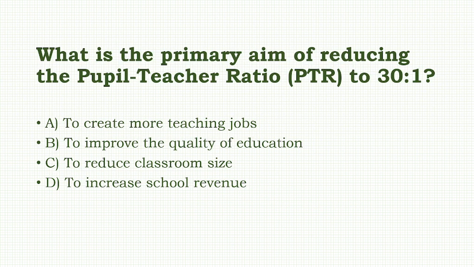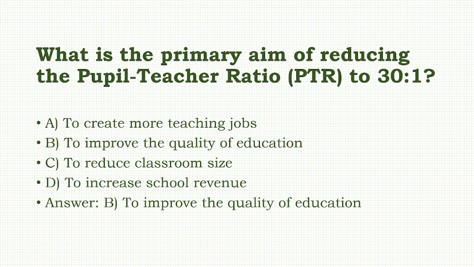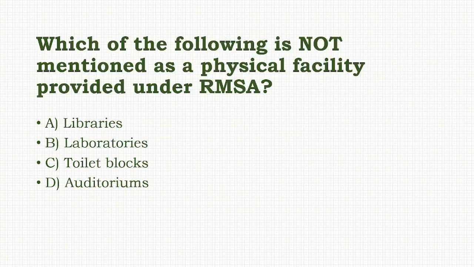Next, what is the primary aim of reducing the pupil teacher ratio to 30:1? Option: To create more teaching jobs, to improve quality of education, to reduce classroom size, to increase school revenue. Answer of this question is option B, that is to improve the quality of education.